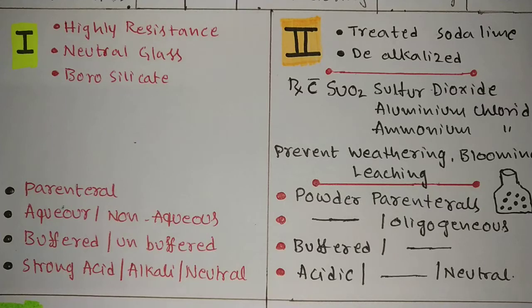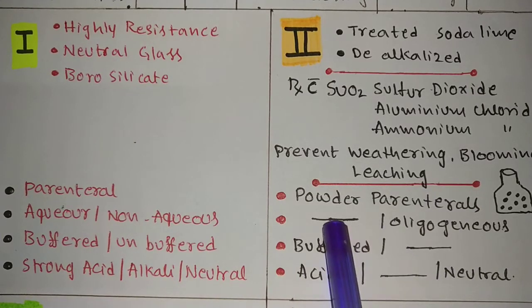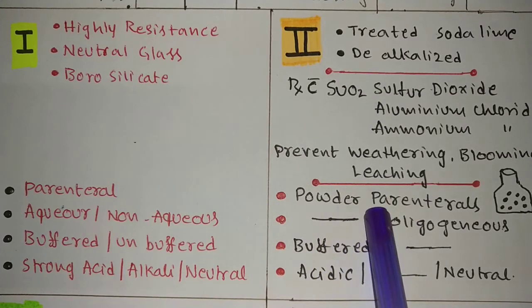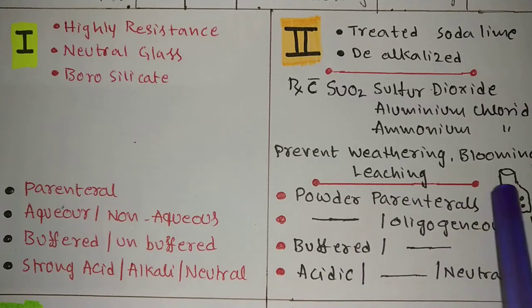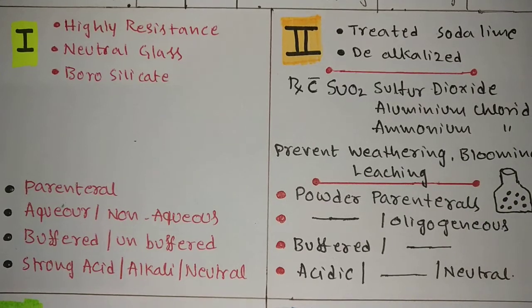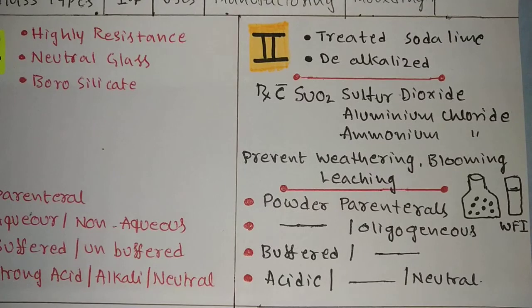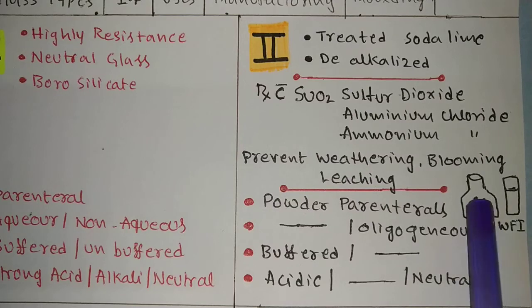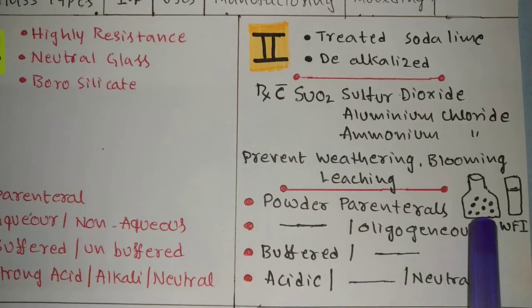Whereas type 2 is somewhat lower quality than type 1. That's why we can use it only for powder parenterals. This is also called solid parenteral, or powder for injection. In the glass bottle we can store only the powder. Some of the vials consist of only the powders, and they will supply water for injection along with them. Both can be mixed together before the injection, either by the doctor or nurse.